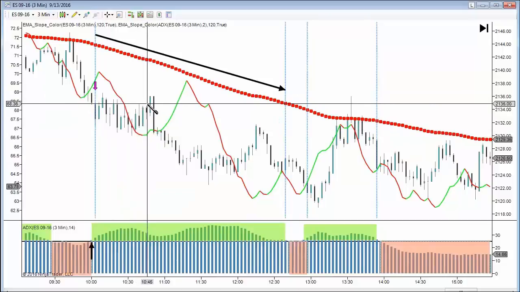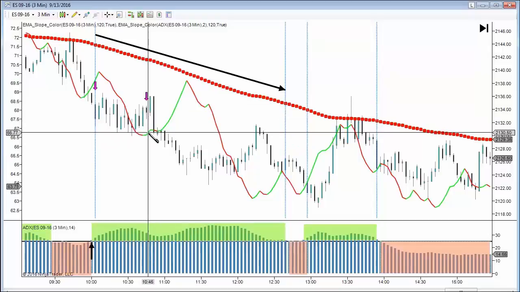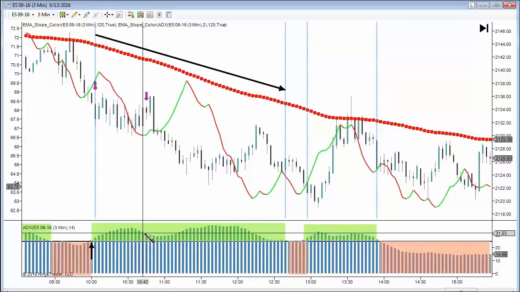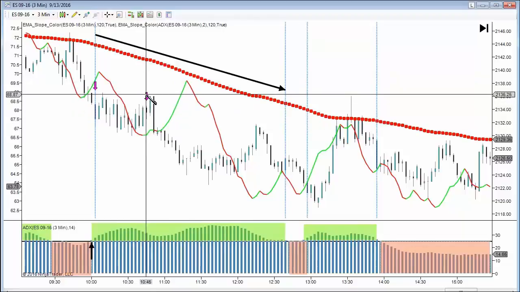And then on this bar, the EMA turns green, telling me ADX is starting to increase again. We're in a very powerful trend. The trend took a little bit of a break, but now it's starting to do what? It's starting to increase in strength again. Same thing happens.